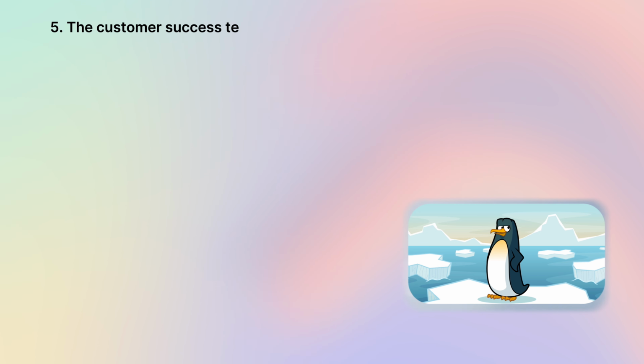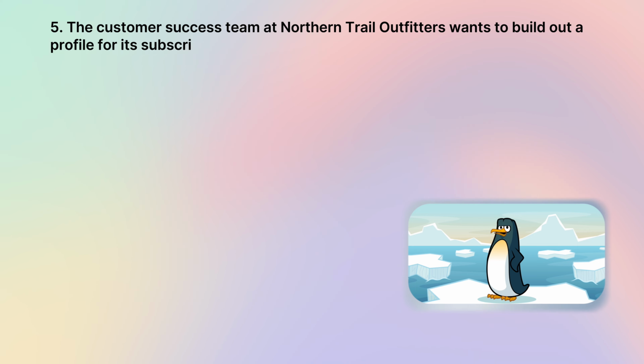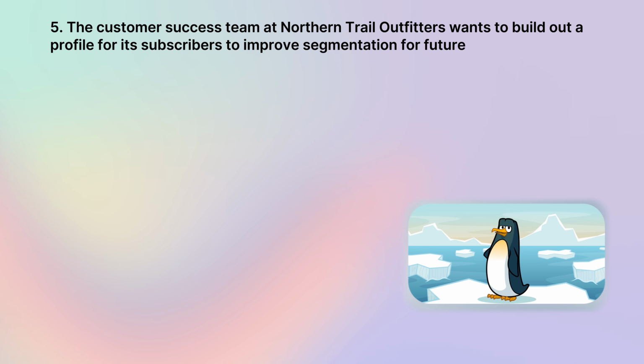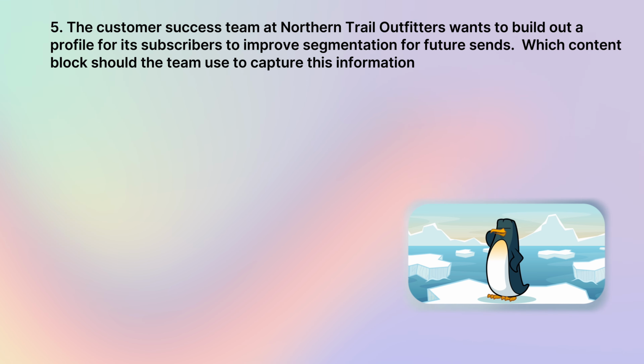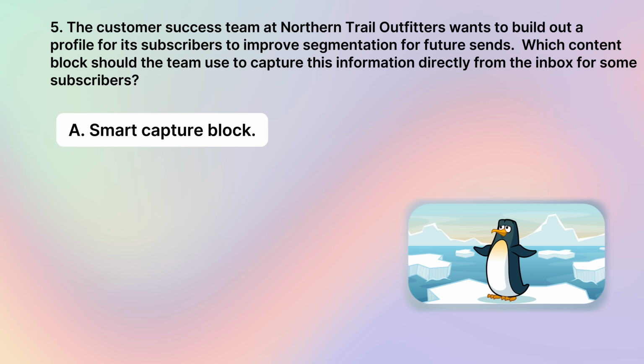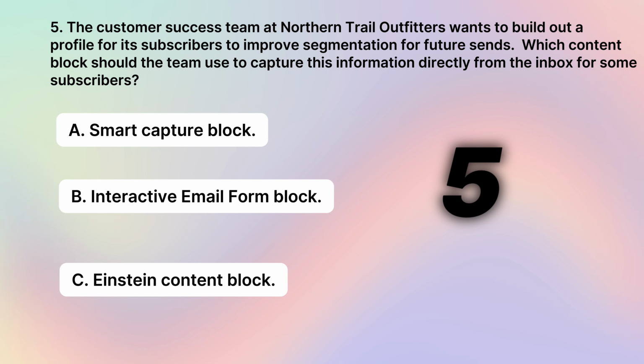Question 5. The customer success team at Northern Trail Outfitters wants to build out a profile for its subscribers to improve segmentation for future sends. Which content block should the team use to capture this information directly from the inbox for some subscribers? A. Smart Capture Block. B. Interactive Email Form Block. C. Einstein Content Block.